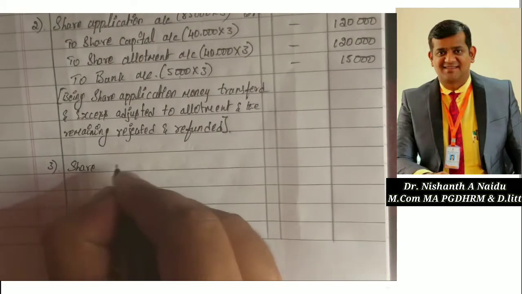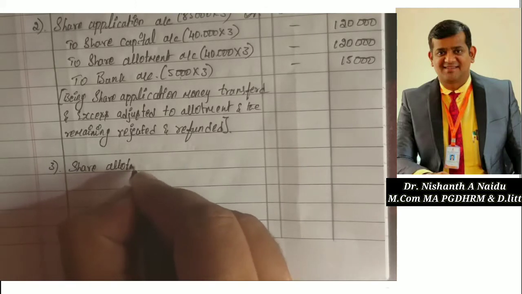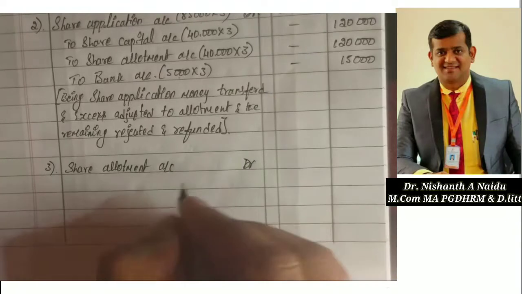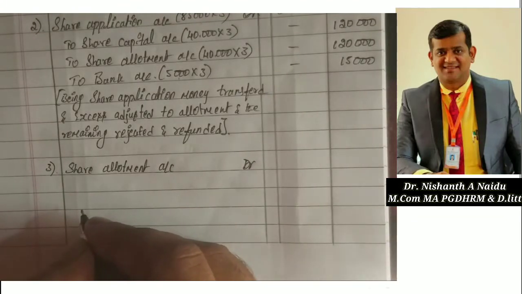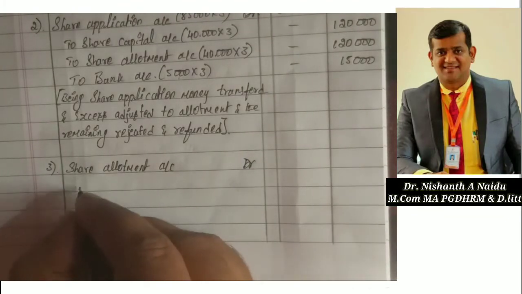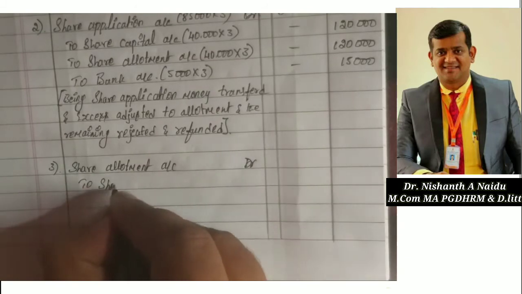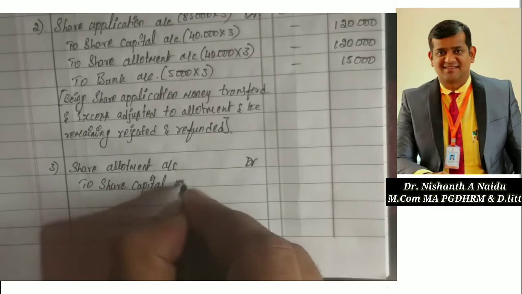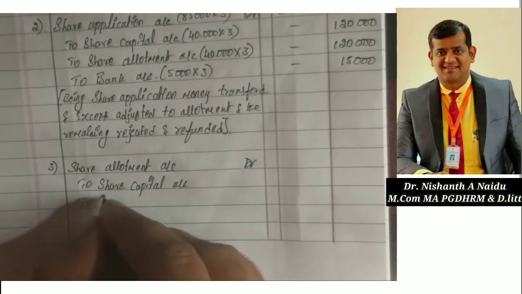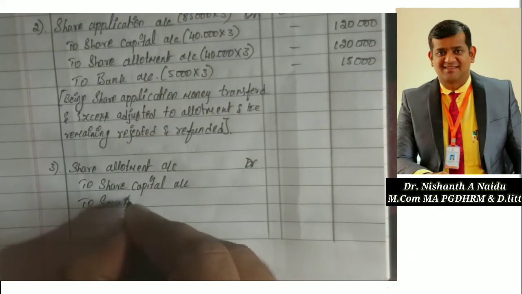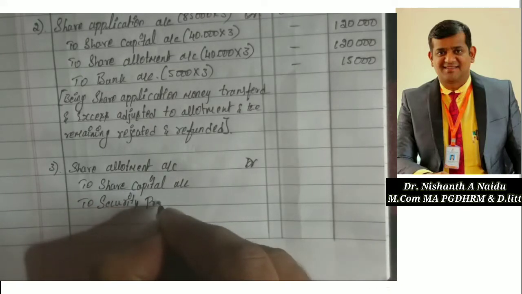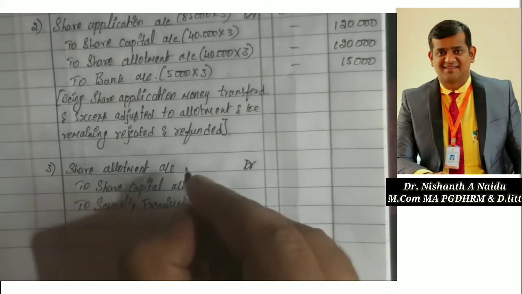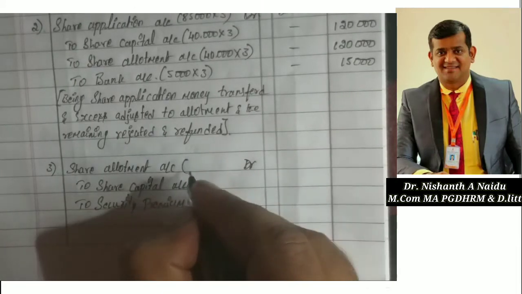Share allotment account debtor. Is this problem with premium or without premium? To share capital account. This problem is with premium. To security premium account. Correct.